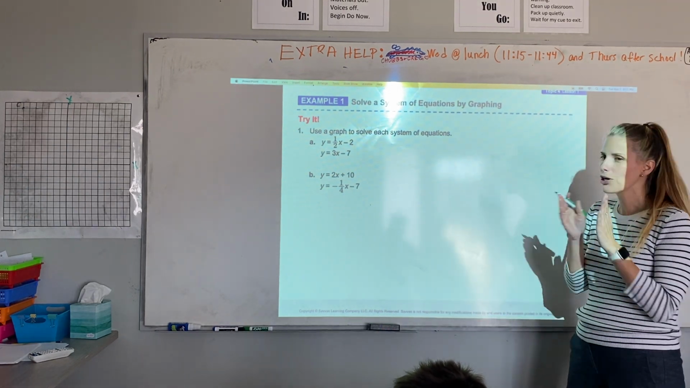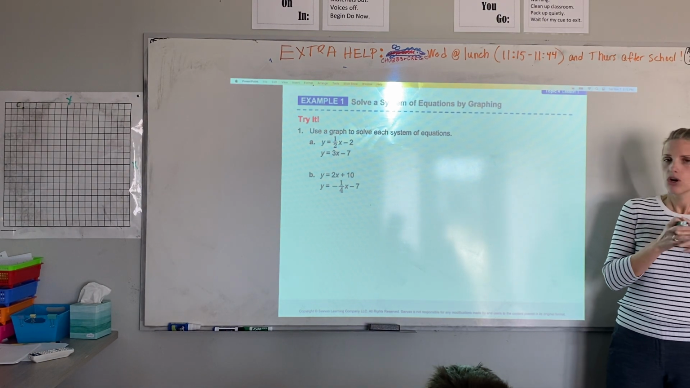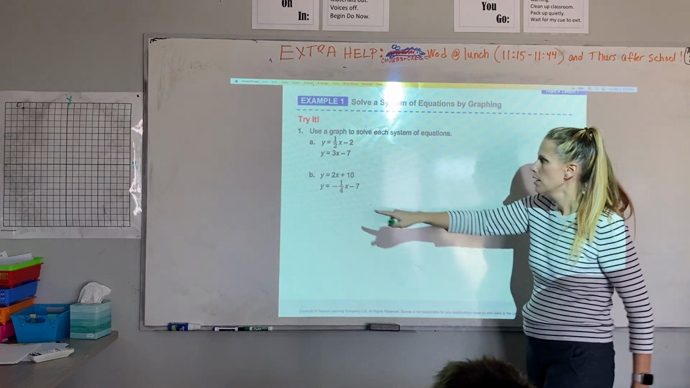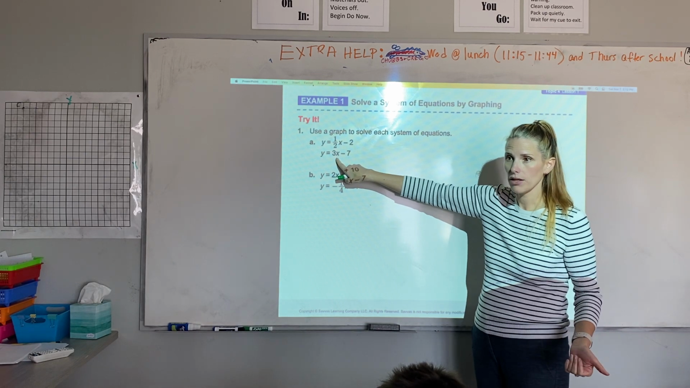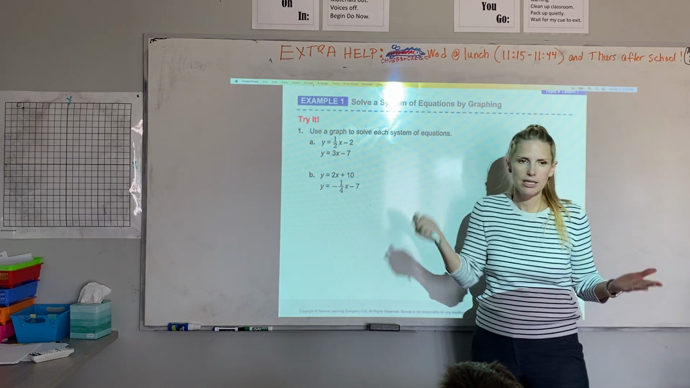Oh, look, they're in perfect slope intercept form. Let's go ahead and graph them, okay? Spoiler alert, these are going to intersect because look, different slopes, so they're definitely not the same line, and they're not parallel either. Different slopes, different intercepts, they're going to intersect somewhere.